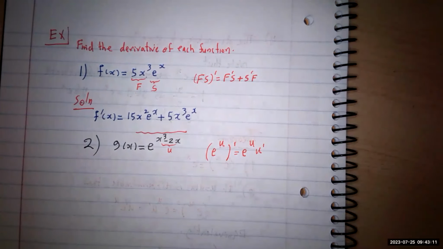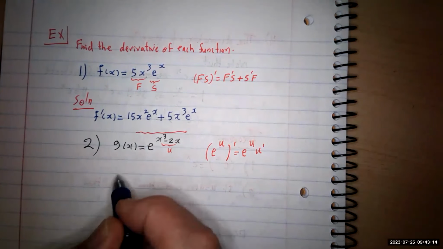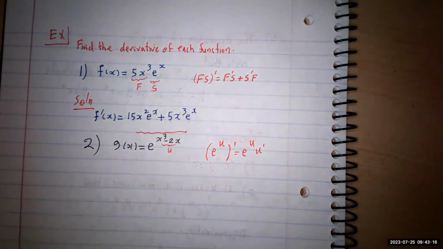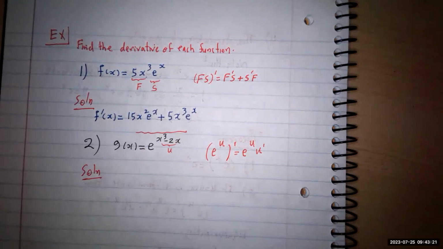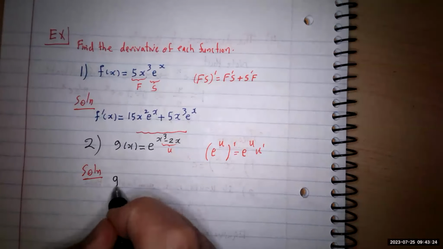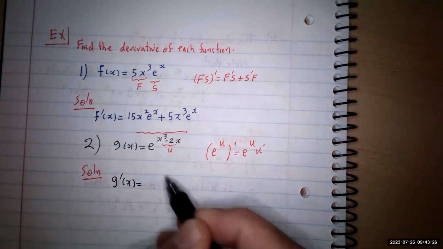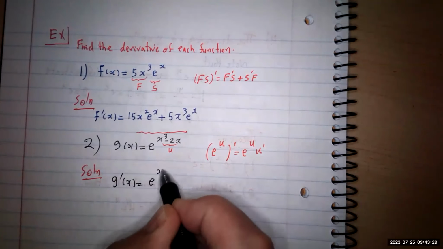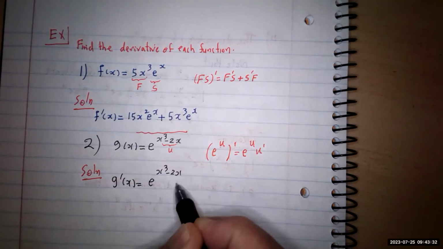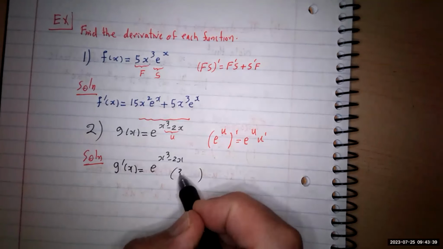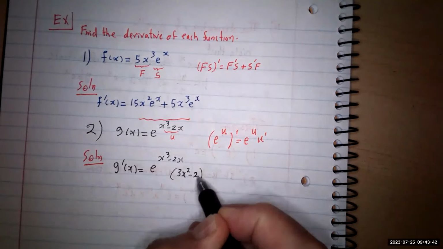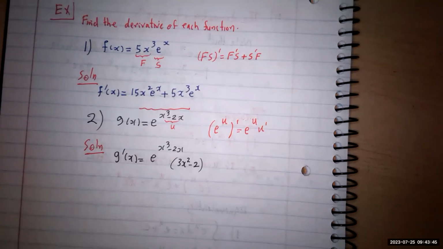Okay, so there you are. It's going to be the g prime of x solution. We get g prime of x equals the exponential function, going to be the same, times, open a parenthesis, u prime. U prime, the derivative of the top, is 3x squared minus 2. And then you're done. Again, you can't do anything about it. That would be the end of the problem.